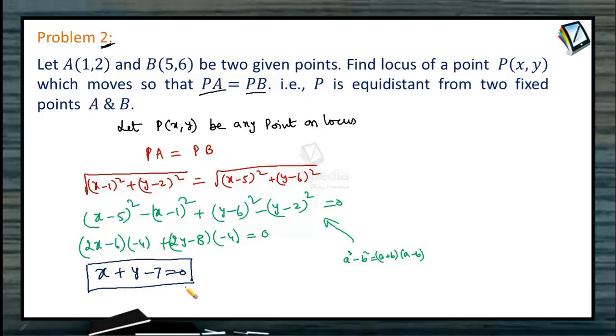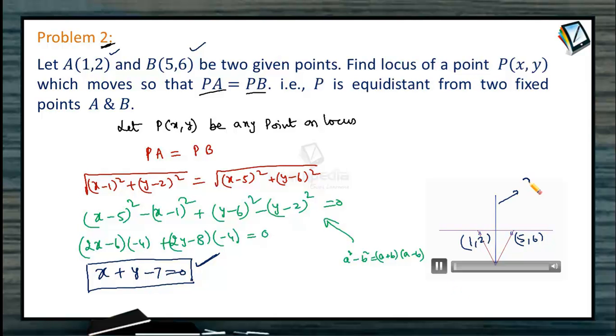So on a graph sheet, if you locate the points A and B, and when you plot this line equation, we see that that is going to trace the perpendicular bisector. See, something like this. Assume that this is the graph sheet you have. A is (1, 2), a fixed point. B is (5, 6). Then the trace of this perpendicular bisector will be the locus of P. x plus y minus 7 is equal to 0, which is going to be the perpendicular bisector of AB.